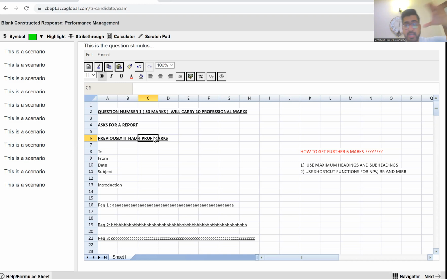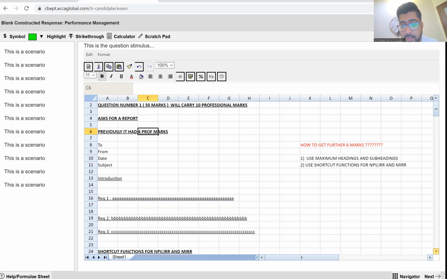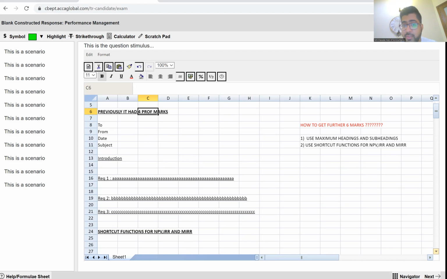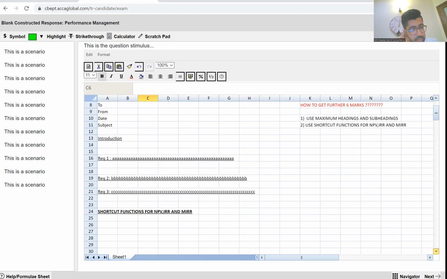Now I've taught you how to get headings. Every requirement must have headings. You can add further subheadings to earn more professional marks. And use shortcut functions for NPV, IRR, or MIRR. Without using shortcut functions, you will gain marks, but lose professional marks. Okay, so please pay attention to this.